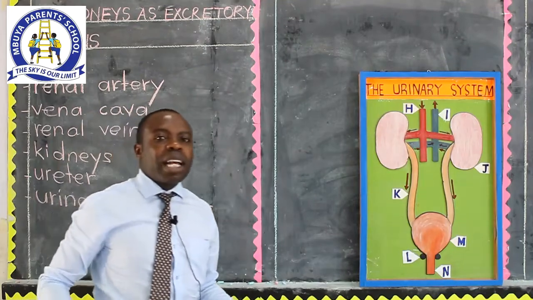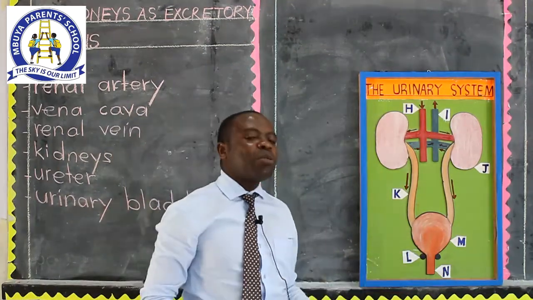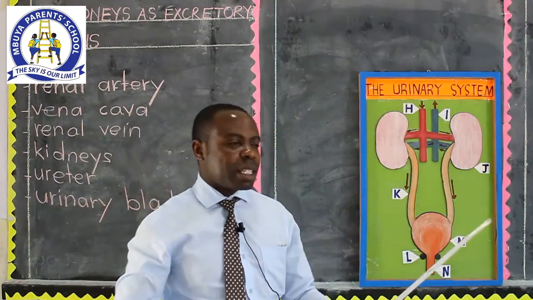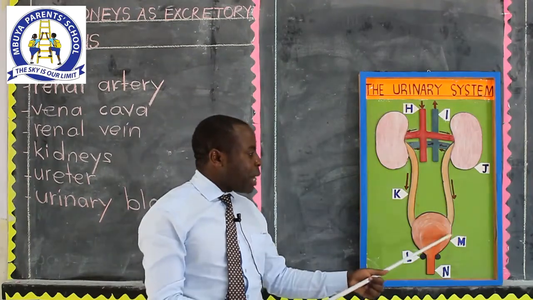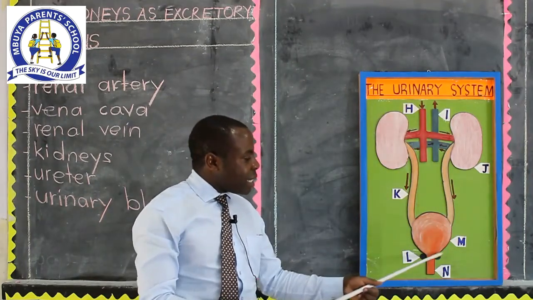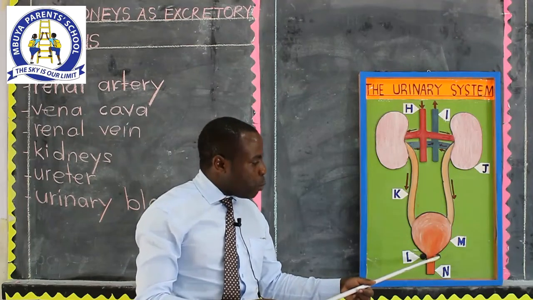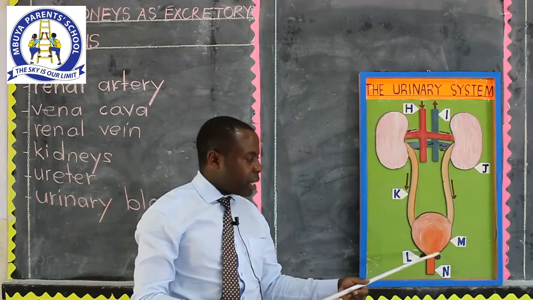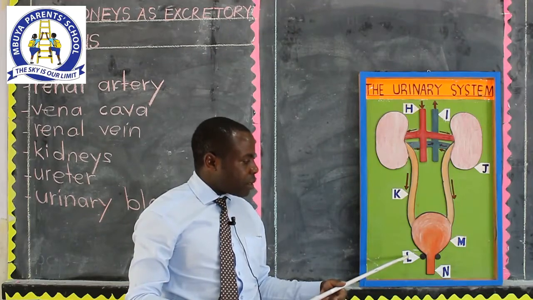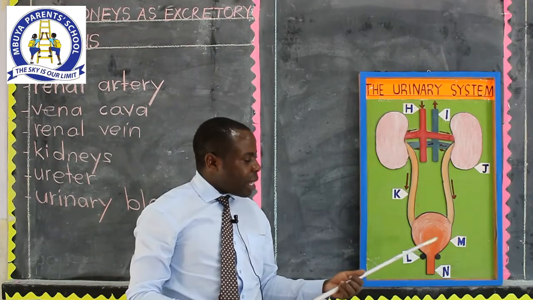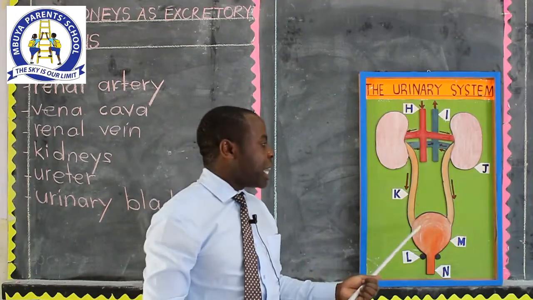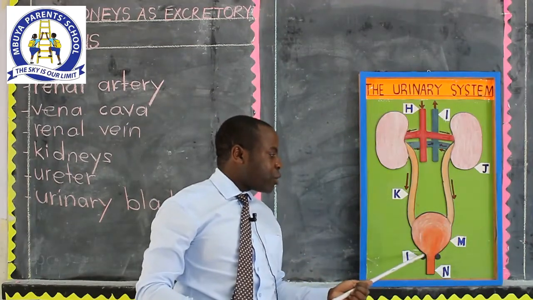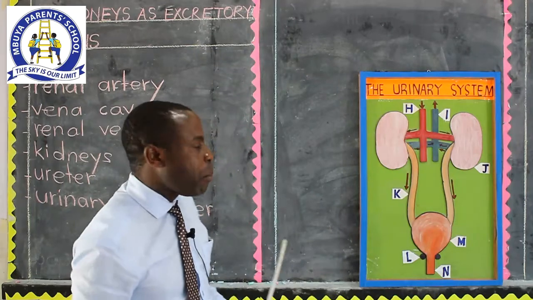When the urinary bladder is filled with urine, then you have to get permission. For example, if you're in class and you have to go and urinate. So this part is having these two parts here at the opening, and that is part L. Now these parts control the closing and opening of the urinary bladder, and this is what we call the sphincter muscles.